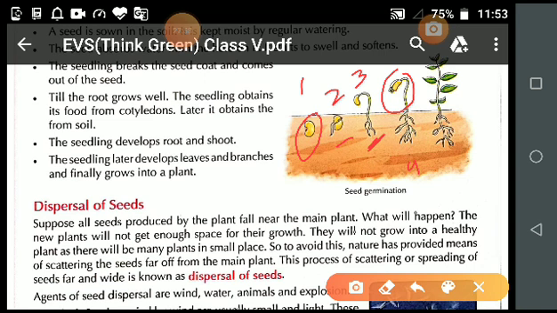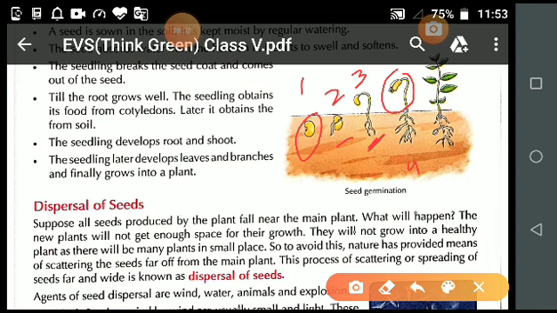The growing plant bursts open through the seed coat. Now you will see very little leaves, and they are coming out in search of sunlight to start, and what is the role of sunlight? Due to sunlight the leaves make their own food, and the process is known as photosynthesis.